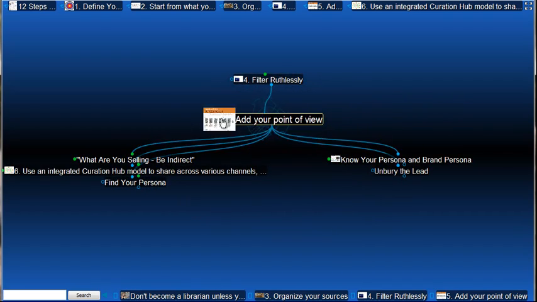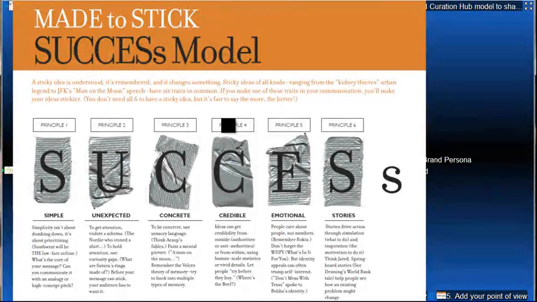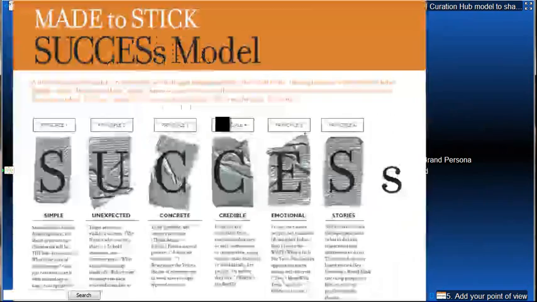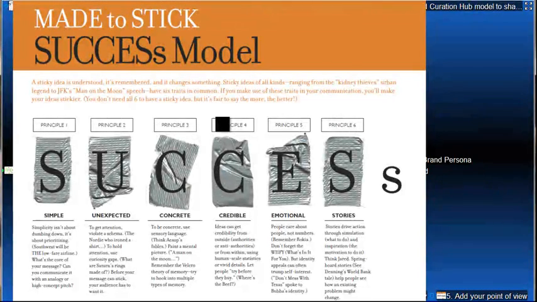Add your point of view. Again, the Scoop.it CEO's article, number 6. Add your point of view. Made to Stick. Success model.